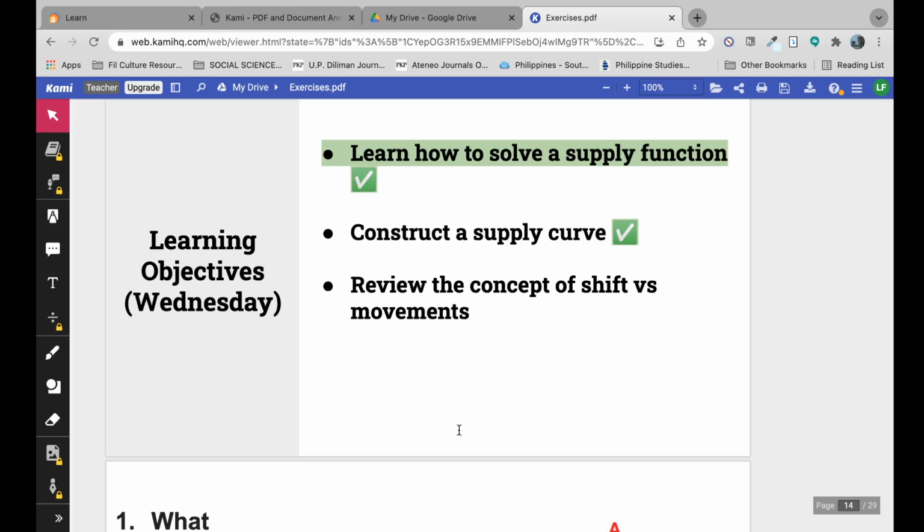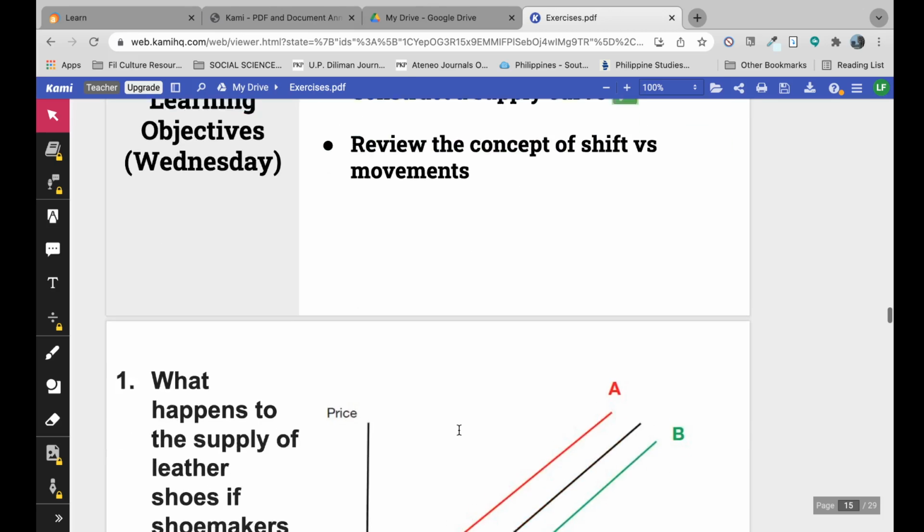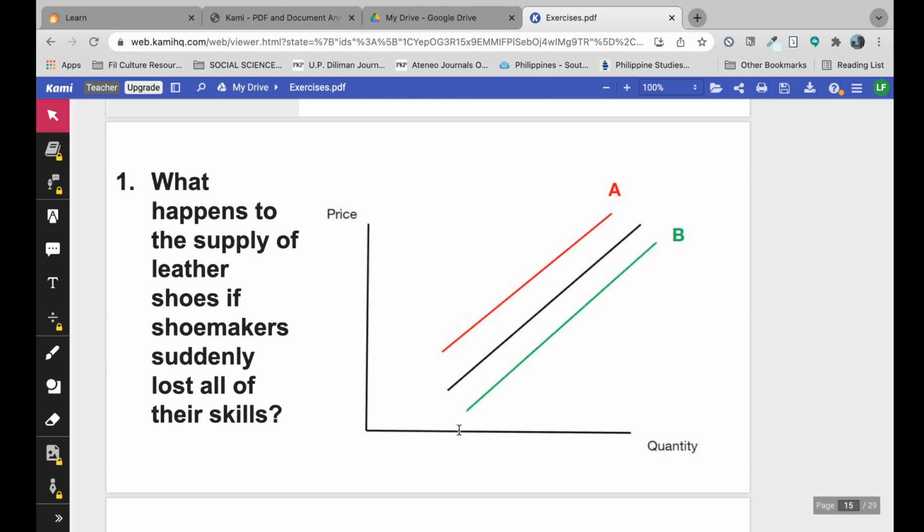And so I'm going to move on to the first example. And I'm assuming you already have your pen and paper with you. So get ready and make sure that you stay focused for these 10 items that we are going to go through together. So first one, what happens to the supply of leather shoes if shoemakers suddenly lost all of their skills?